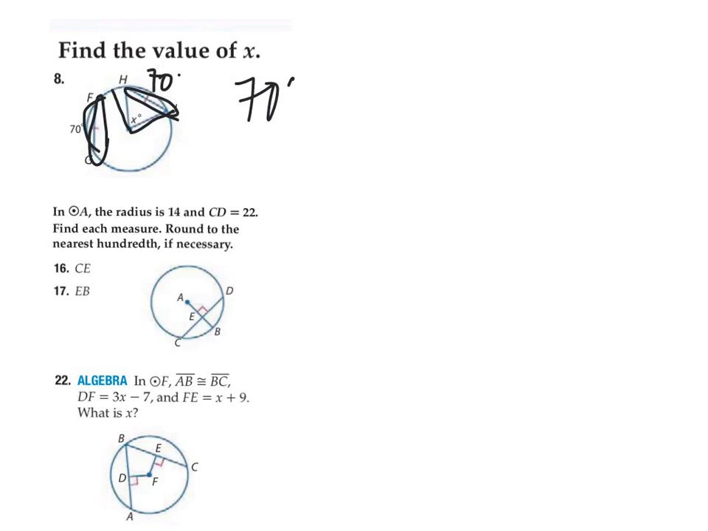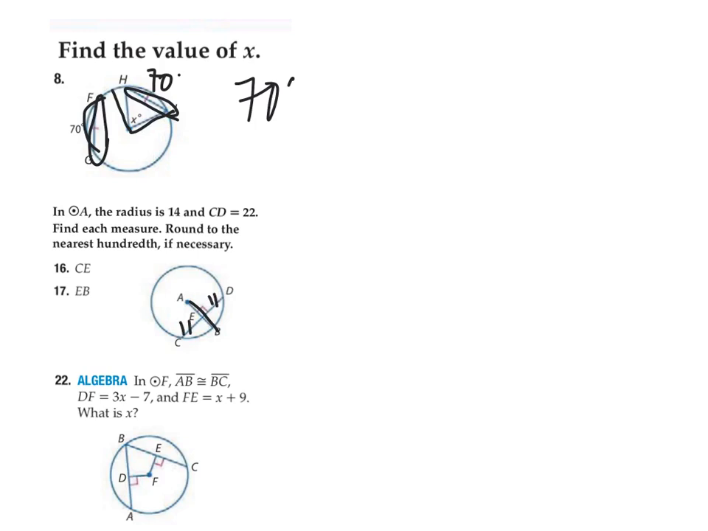All right, number 16 and 17. We've got the circle here. The radius is 14, so that means AB, that's the radius, that's 14. And then CD is 22. Now because AB is a perpendicular line here and it's a radius, we know that it bisects CD. So this is 11 and this is 11.